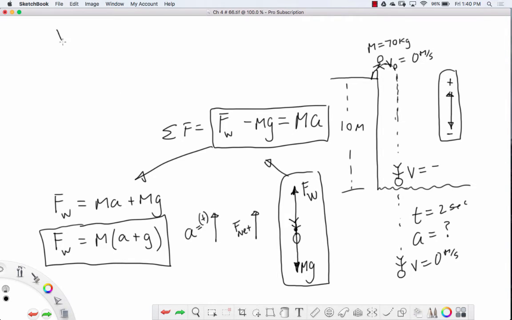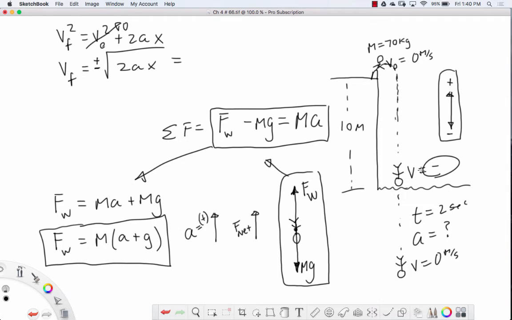So we're going to go like this. We'll go V final squared equals V initial squared plus 2AX. V initial at the top was 0. So V final is going to be square root 2AX. And remember, square roots are always plus or minus. You got to pick which one. So this is going to be, which one? Is it plus or minus?